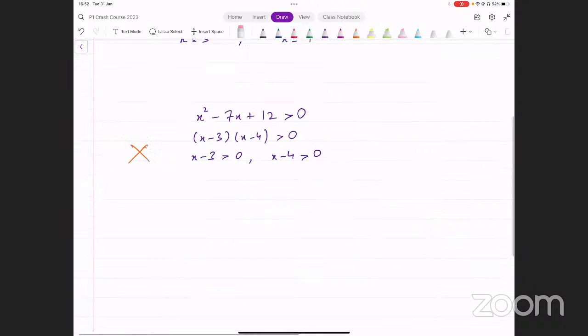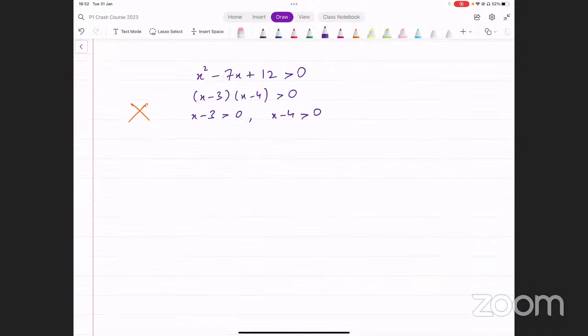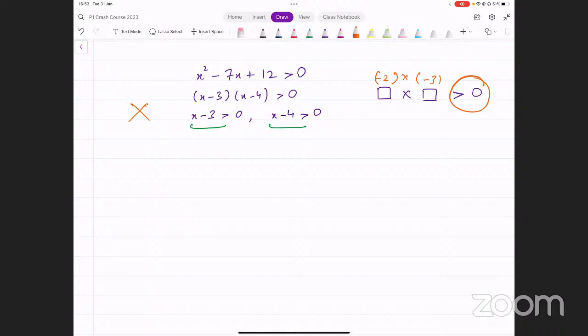However, for an inequality like this, if you've got two expressions multiplying and the result is greater than 0, it's not necessary that both of them are greater than 0. Why? Because you could also have two negative numbers, like -2 and -3. If you multiply these two numbers, their product is going to be greater than 0. So you can't solve quadratic inequalities like this. You can't just split the factors like this. This would not be correct.